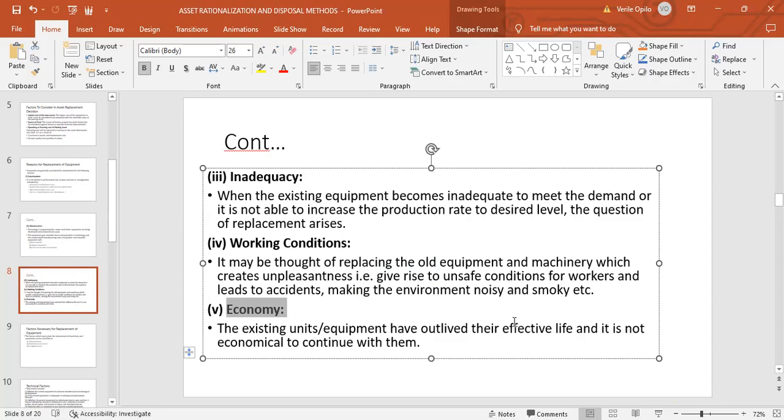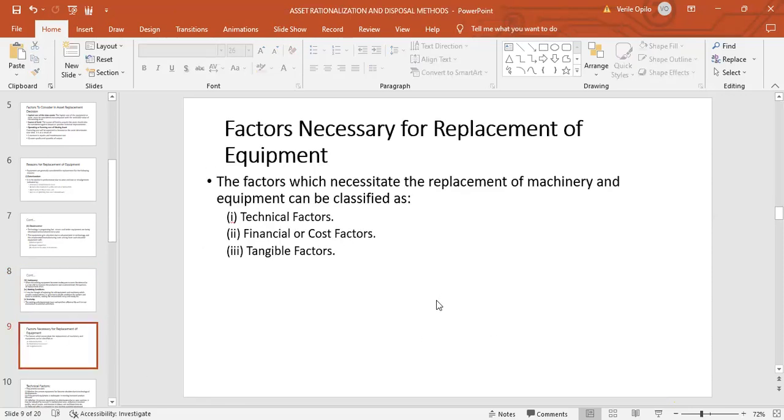And therefore, you should consider replacing those assets now, so that at the end of the day, it doesn't become uneconomical for you to have them, because when you're having an old asset that is obsolete, that is not functioning well, it is going to be very costly for you to maintain. So to avoid all those costs, the business would rather replace them when the asset has actually outlived its expected useful life. So those are some of the reasons for replacement of equipment.